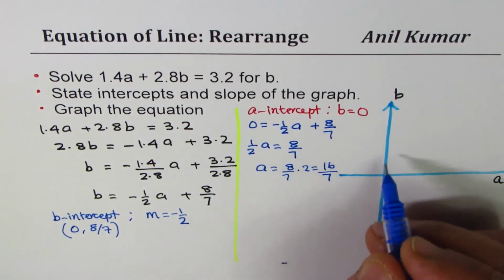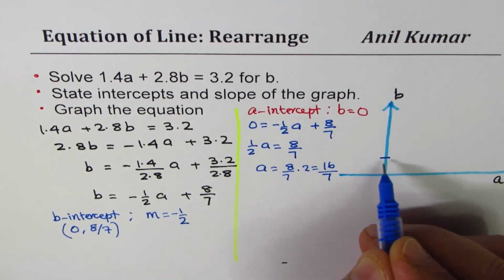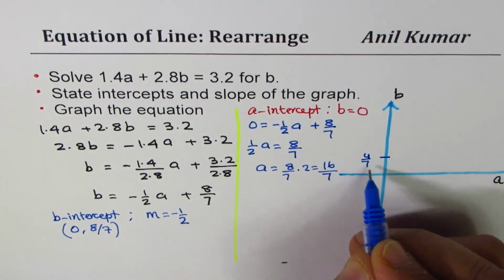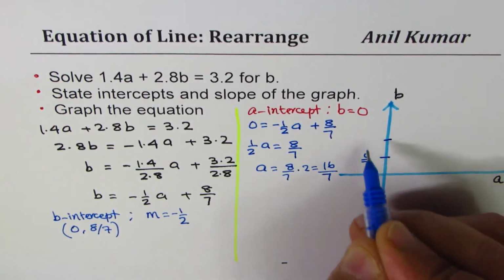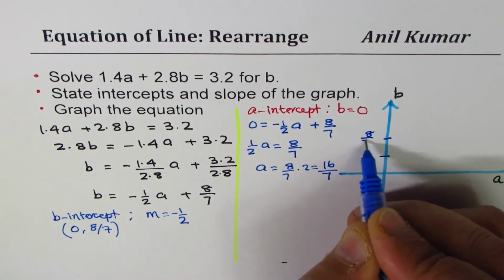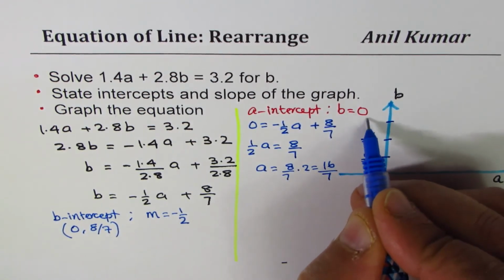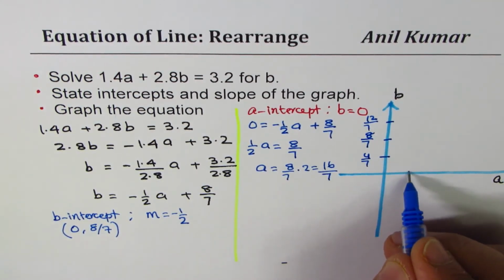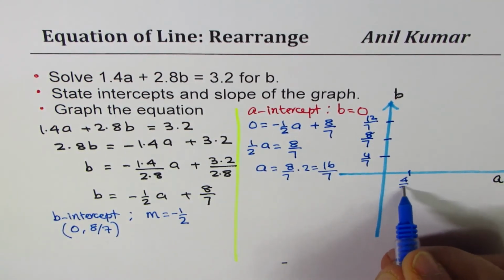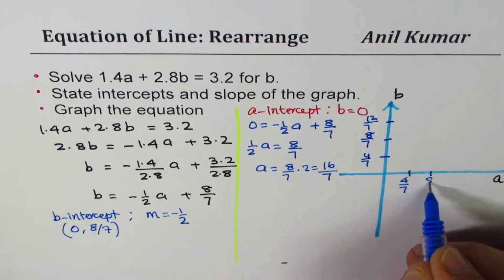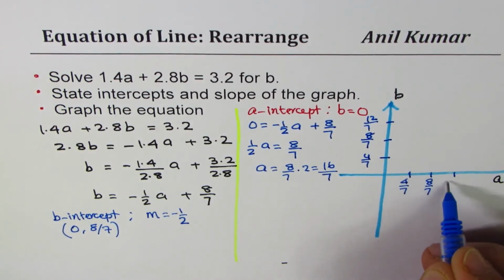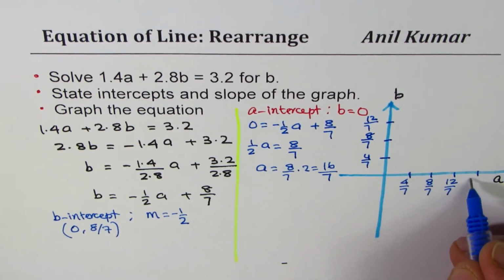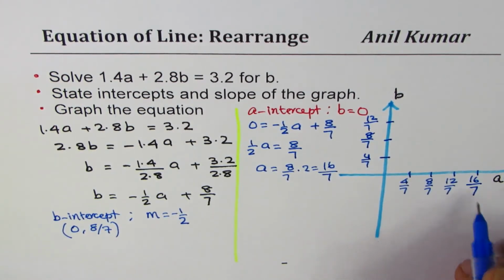So that is what we are going to do. In our case, we will say this is 4 over 7. Then we have this as 8 over 7, correct? And this as 12 over 7, and so on. So we'll have our divisions in terms of 4 over 7. Do you understand? 8 over 7. Then we have 12 over 7. And then we have 16 over 7.